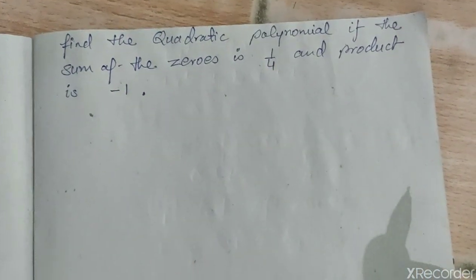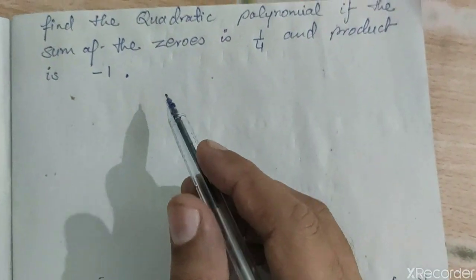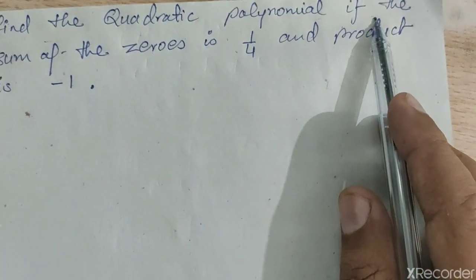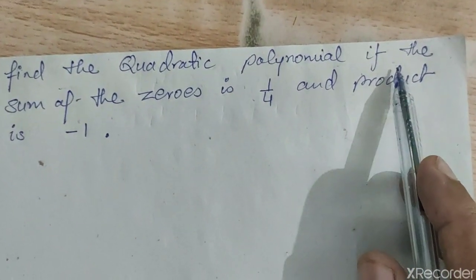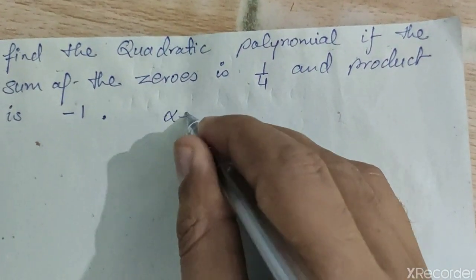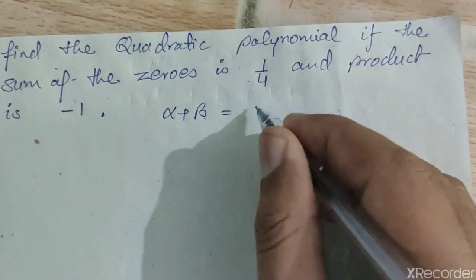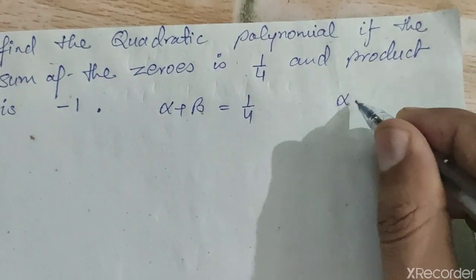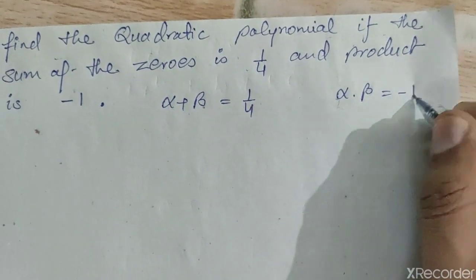In the same way, I am doing one more question. This is a little bit different from the previous question. Find the quadratic polynomial if the sum of the zeros, that is alpha plus beta, is 1 by 4, and the product of the zeros, alpha into beta, is equal to minus 1.